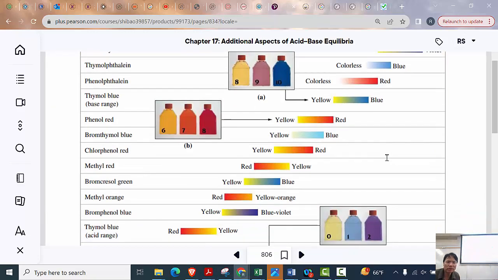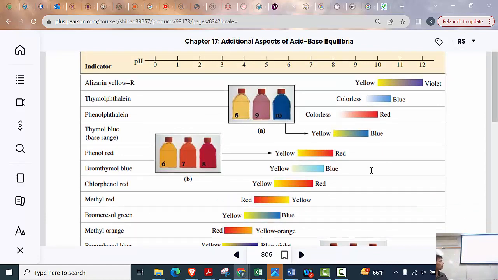So we can see some indicators here. There's a wide variety of indicators. So if we're looking at alizarin yellow, it stays yellow all the way here until we get to about 1 unit close to its pKa. pKa is around 11, so around 10 it starts to transition. And it's going to go through the transition until we hit about 12. And stays violet. And then 13, 14 will be violet, and so on.